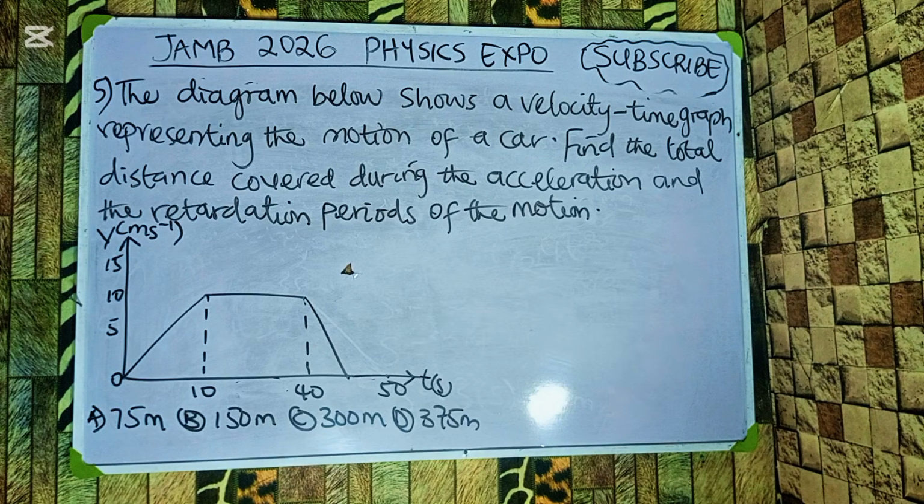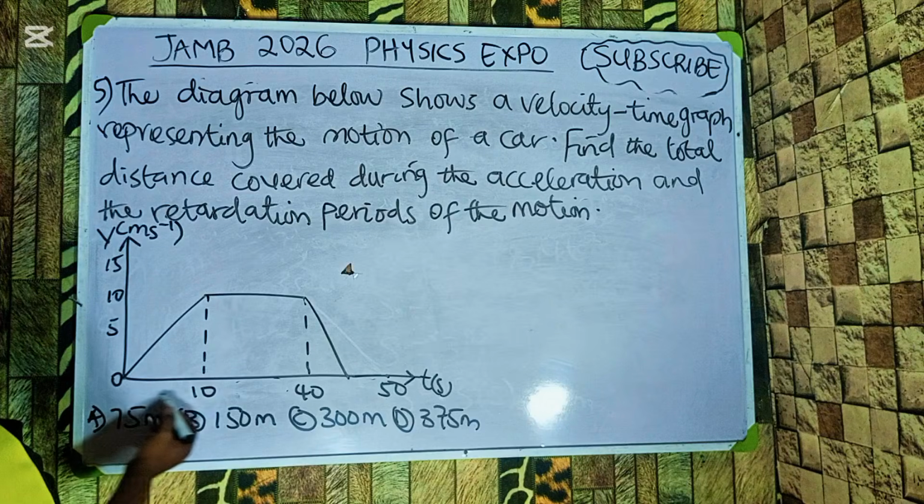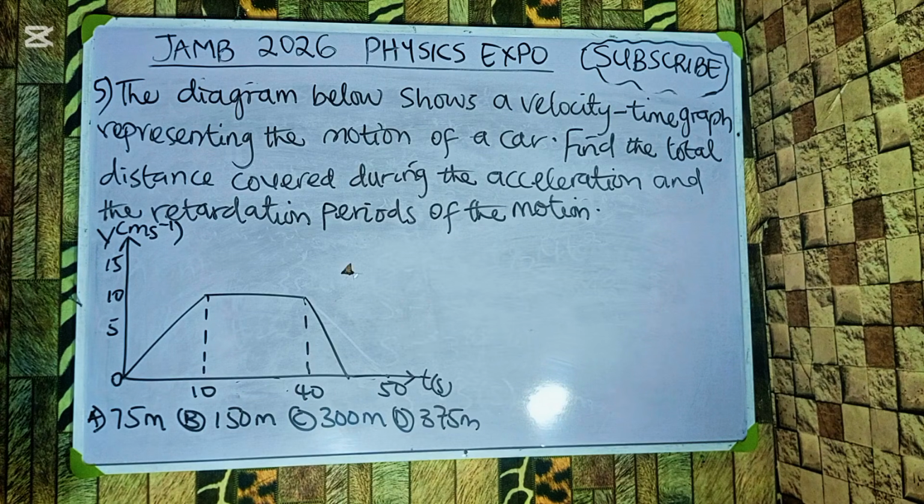Question 5. The diagram below shows a velocity time graph representing the motion of a car. Find the total distance covered during the acceleration and the retardation period of the motion. Now, one thing you must note is this. You must note that this question we are asked to find the total distance covered between this acceleration and what? Deceleration.